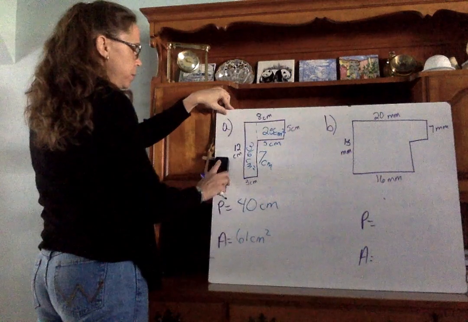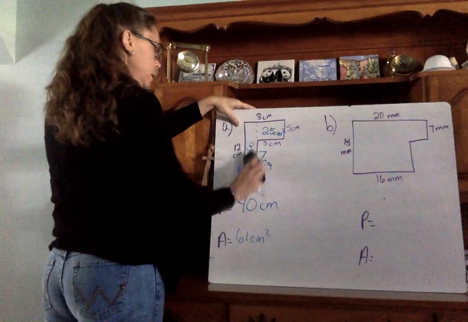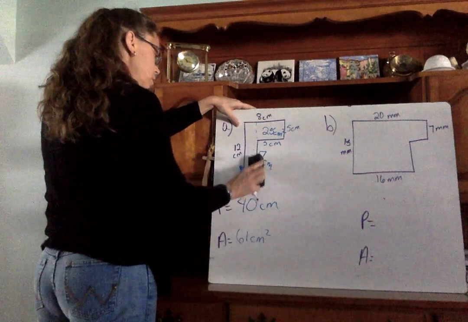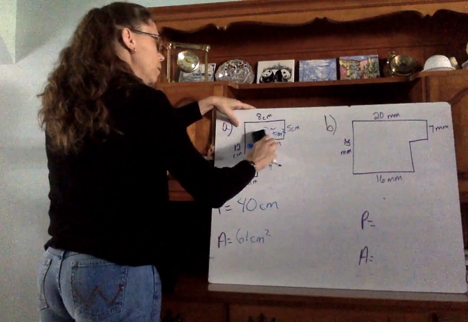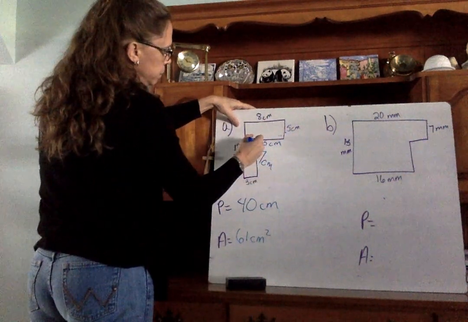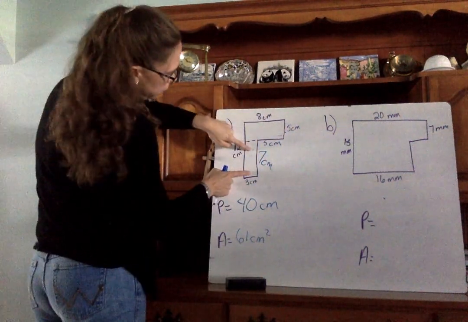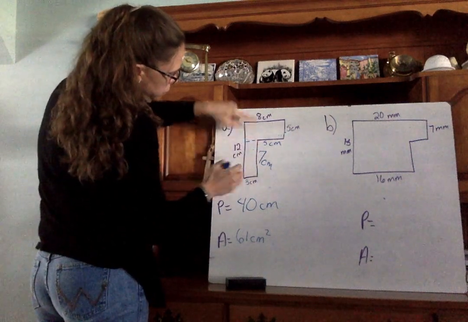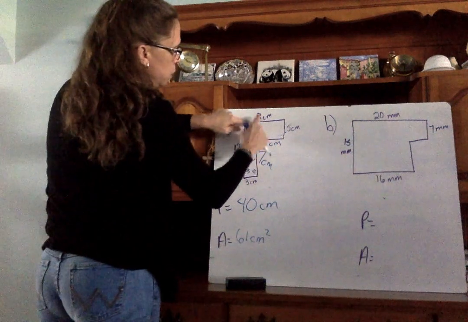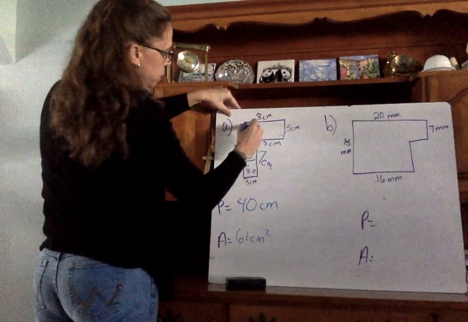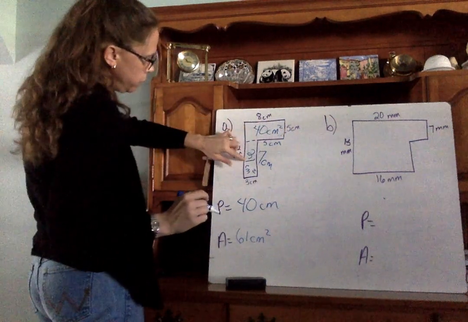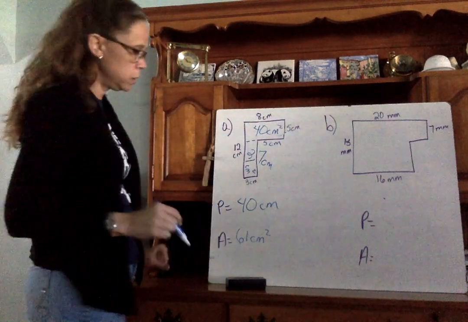Okay, now let's separate it the other way and see what we get. That's a good way to check yourself. Okay, let's separate it here. So for this section here, I would use 7 times 3, which is 21 centimeters squared. For this section here, I would use 8 times 5, which is 40 centimeters squared. 40 plus 21, yep, 61 centimeters squared.